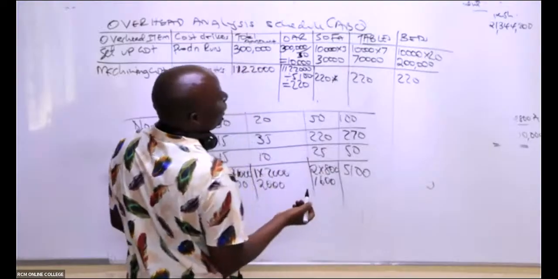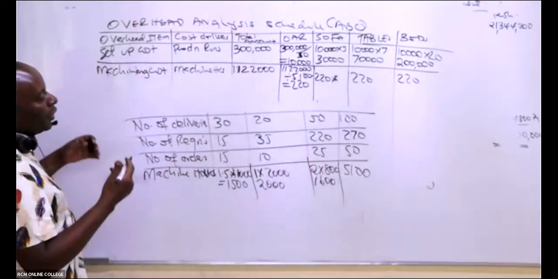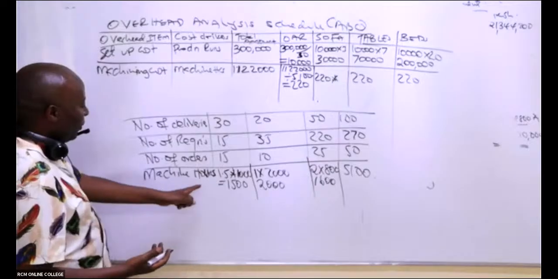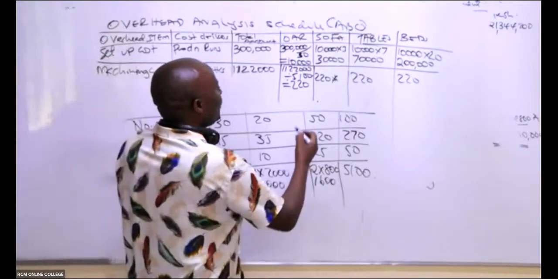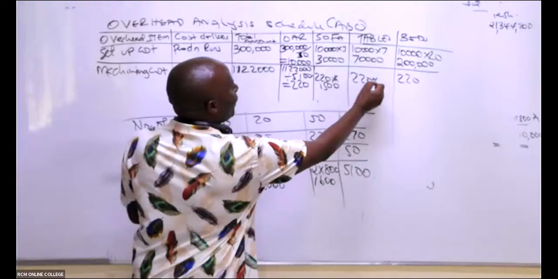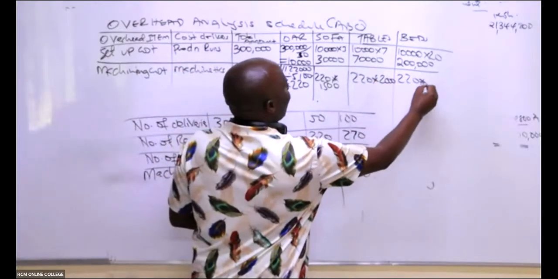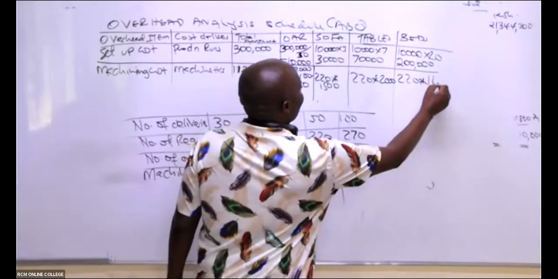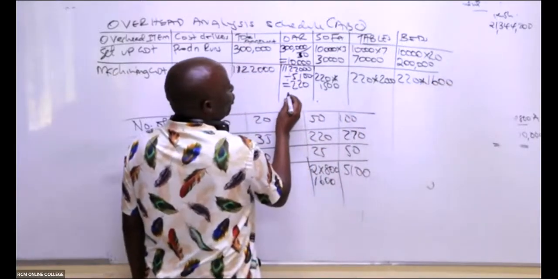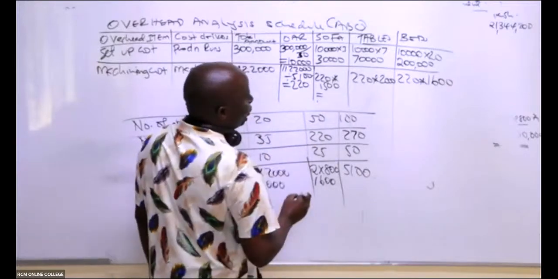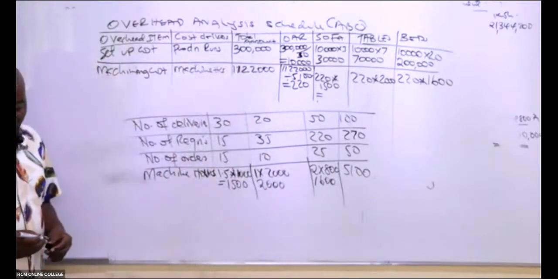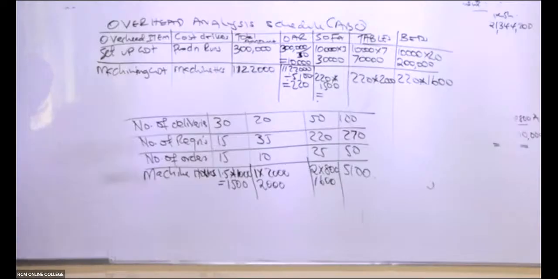times the machine hours for each product. For the sofa set, I have the machine hours, they are 1,500. Times, in this case here, 2,000. Times 1,600. Like that. So are you able to give me these values?